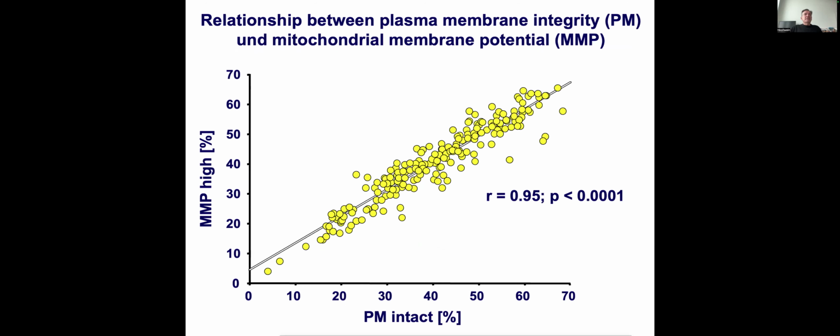Then we compared, for example, the percentage of plasma membrane intact sperm with the mitochondrial membrane potential. There was a high correlation in this study, but I also have to mention that sometimes, not in a lot of stallions, but in some stallions, also in humans and in other species, sperm show an intact plasma membrane, but they show a low mitochondrial membrane potential.